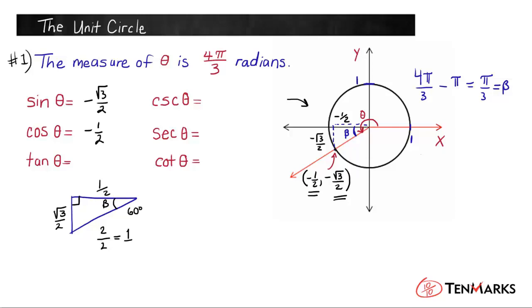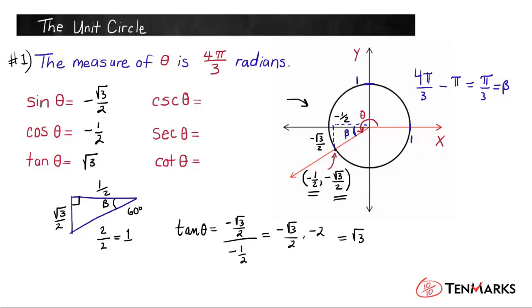Tangent is the ratio of sine over cosine, so to get tangent, we'll do a little simplifying down here. We'll have negative square root of 3 over 2 divided by negative 1/2, and that's going to simplify to negative square root of 3 over 2 times negative 2, which gives us a positive square root of 3. So tangent theta is the square root of 3.